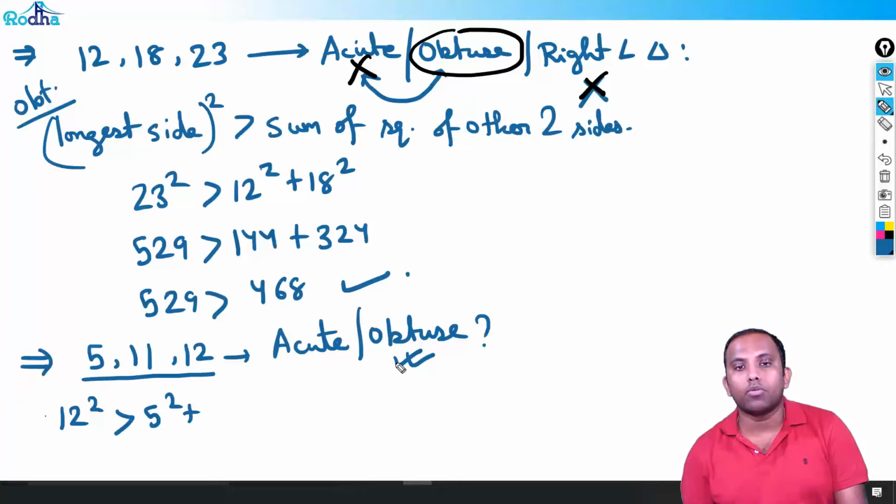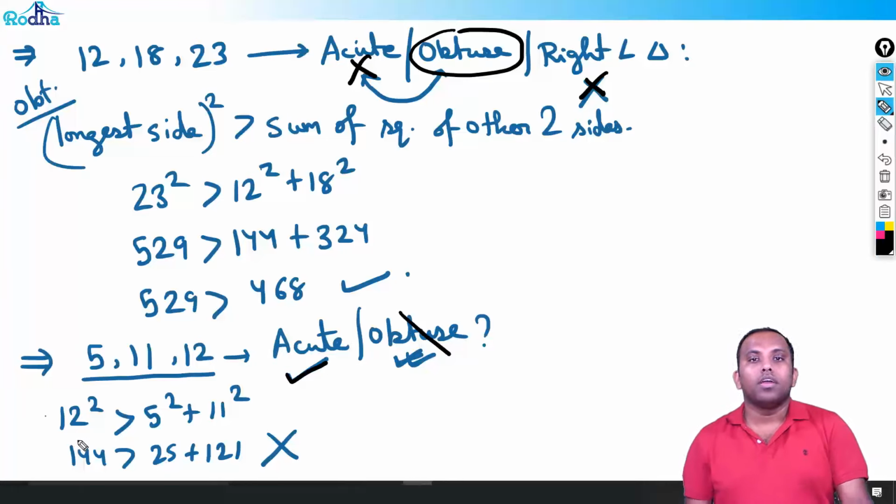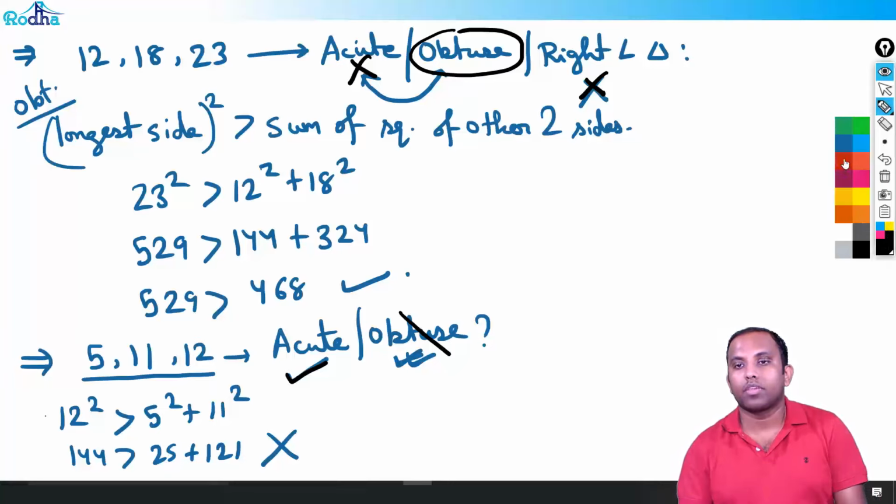Check the condition of obtuse angle triangle. We can put it for acute also, but I'm just putting it for obtuse because it's easy. The longest side square should be greater than the sum of squares of the other two sides. 144 is greater than 25 plus 121, that is 146. It is wrong. That means it is not an obtuse angle triangle; it is an acute angle triangle. So this is how we check for acute and obtuse angle triangles. I hope you got it.